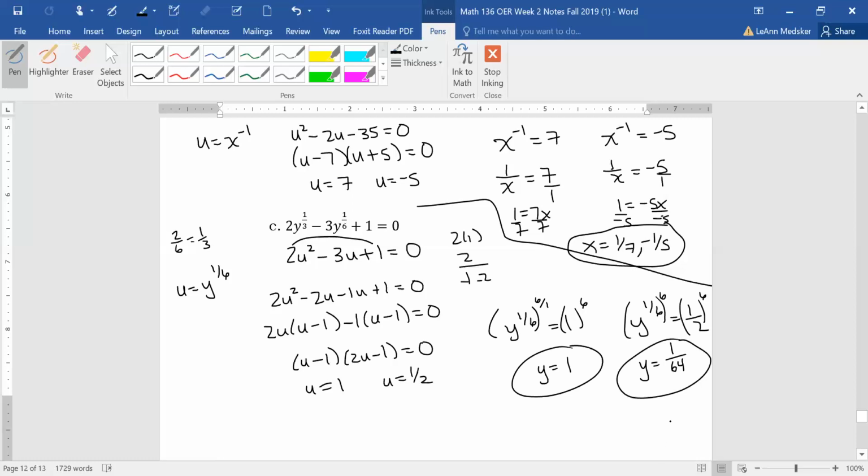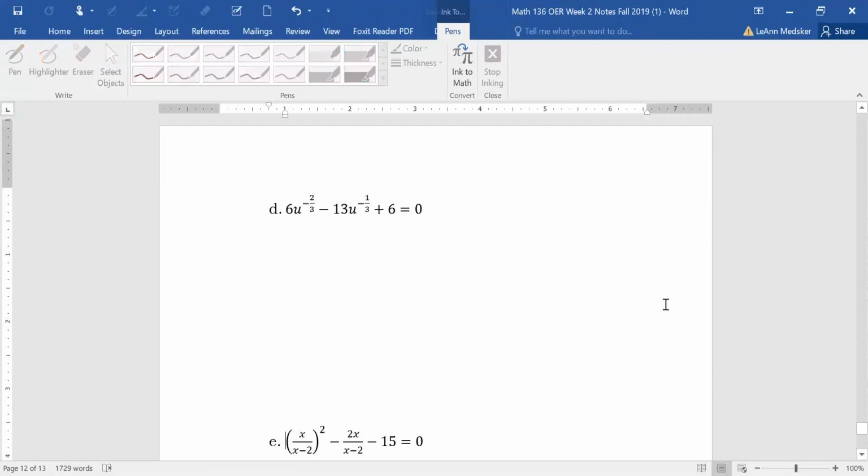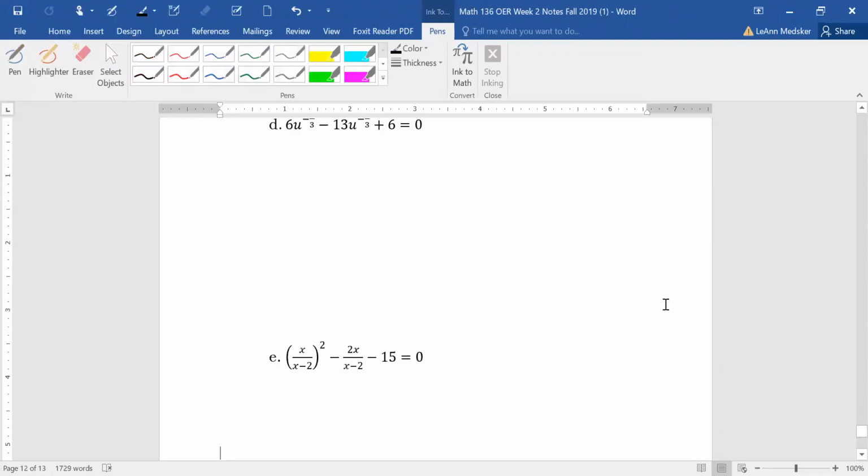But again, that's why we talked about the rational exponents a minute ago. If this had been y to the 1/6 equals -1/2, we would have said that solution doesn't make sense, because a 6th root shouldn't equal a negative number. All right, just a couple more of these, and then that'll be it for the week 2 notes.